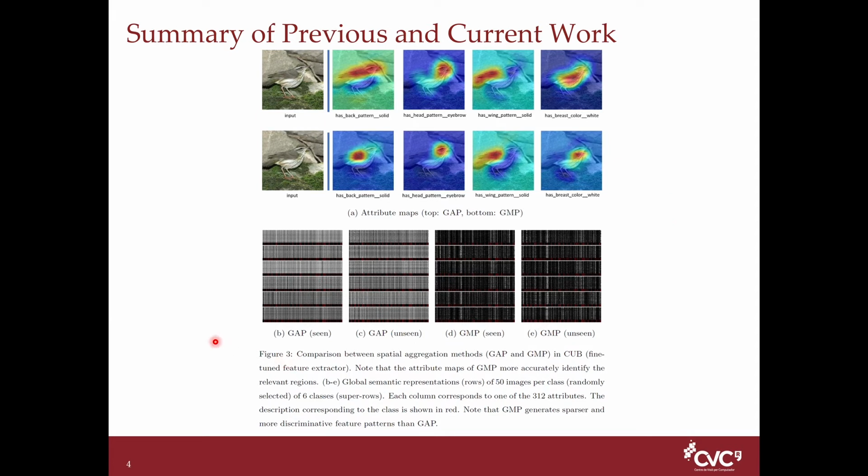Down here is the visualization of the embedded vector after the pooling operation. The GMP will produce a sparser representation, which more closely resembles the attribute vector shown below.